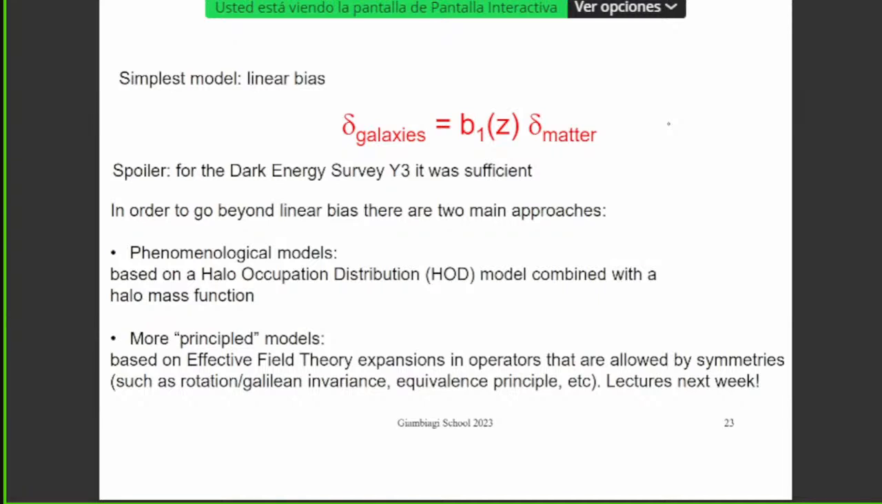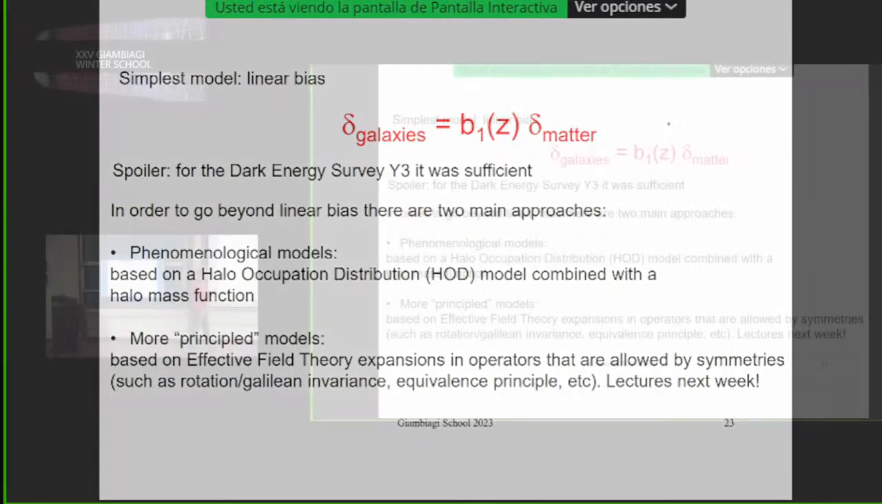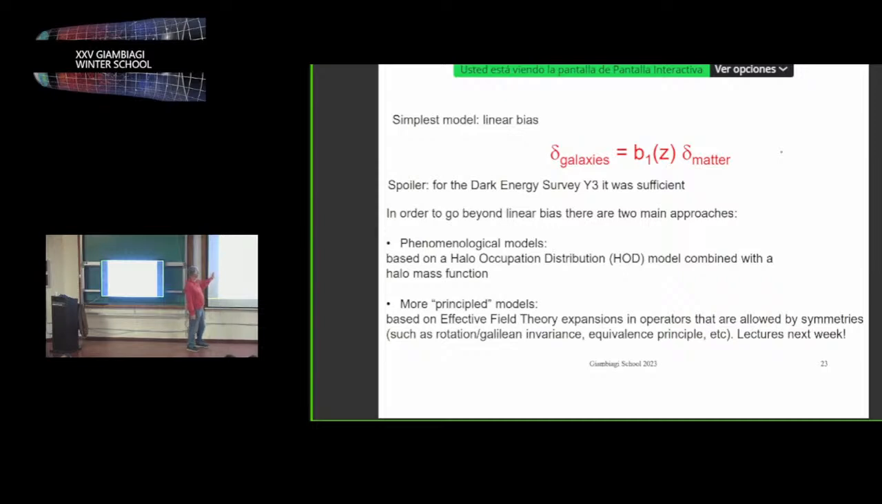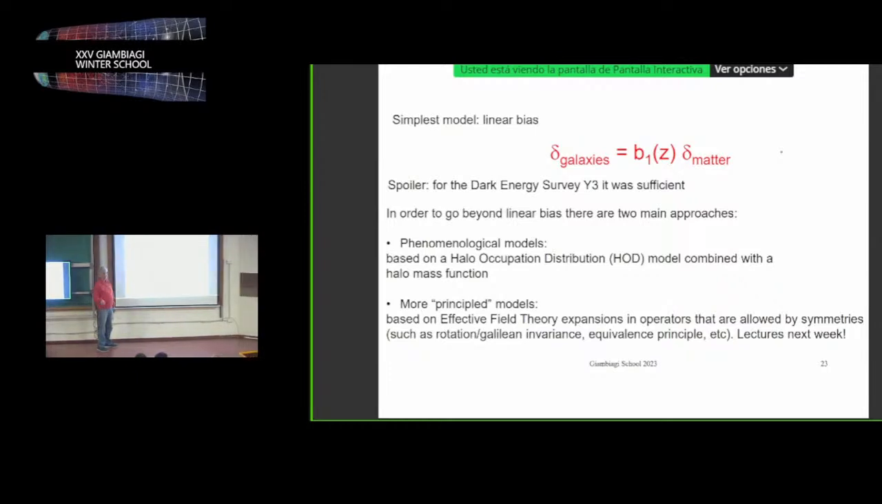There are two main approaches to go beyond this very simple approximation. The one is a very phenomenological approach, which is based on something called a halo occupation distribution model, combined with a halo mass function. So I'll just say in words what this phenomenological model is. Remember that from the dark matter simulations, we can have an idea of the dark matter halos that are formed, the amount of dark matter that forms some structures we call halos. So from that, we can estimate how many halos are there with a given mass. And this is called the halo mass function.